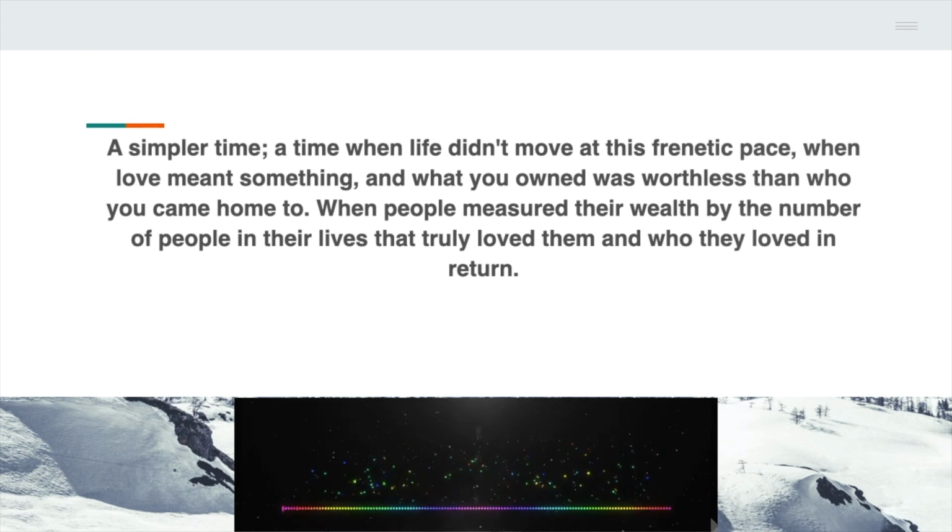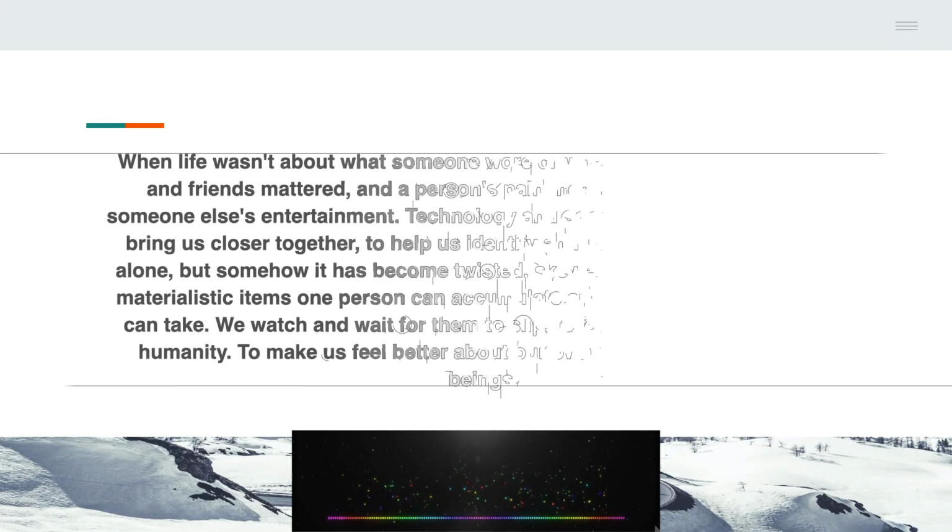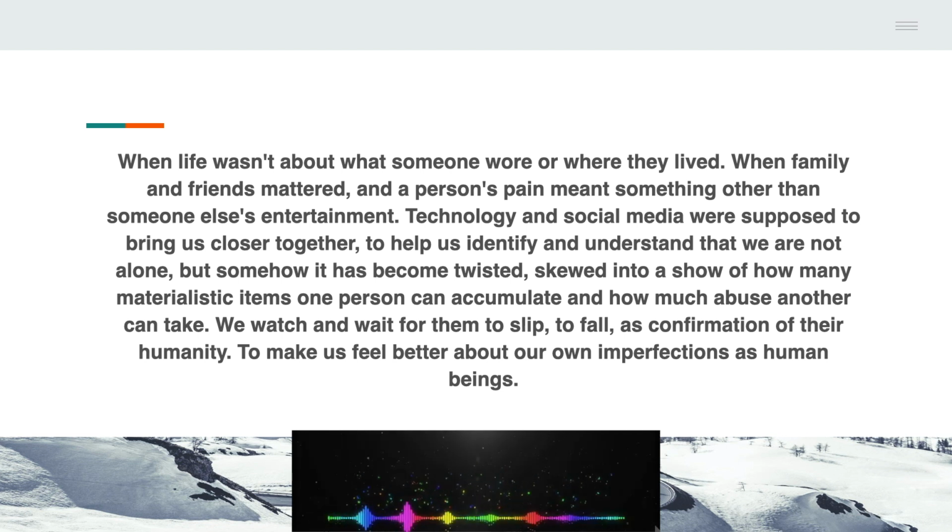A simpler time, a time when life didn't move at this frenetic pace, when life meant something, and what you owned was worth less than who you came home to, when people measured their wealth by the number of people in their lives that truly loved them and who they loved in return. When life wasn't about what someone wore or where they lived, when family and friends mattered, and a person's pain meant something other than someone else's entertainment.